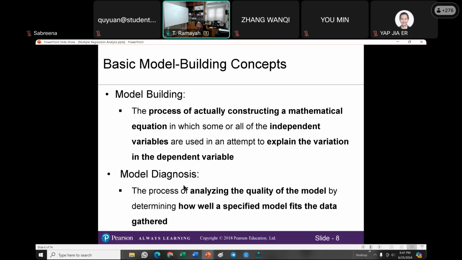This term, model diagnosis, is where we assess how good our prediction is. Later we will talk about values like R square. We will talk about errors. These are all related to what we call model diagnosis.